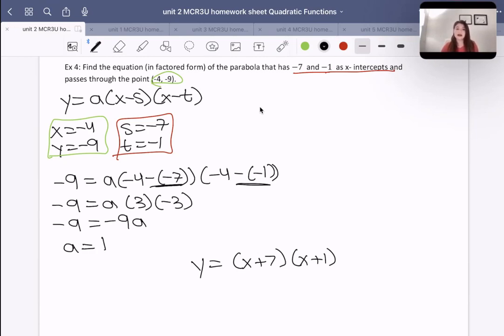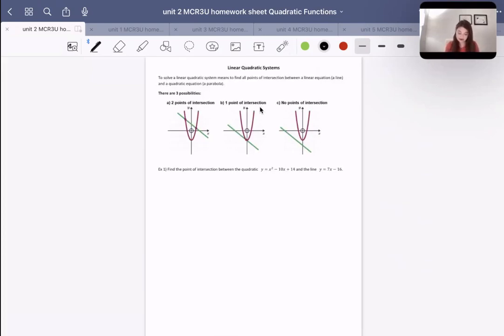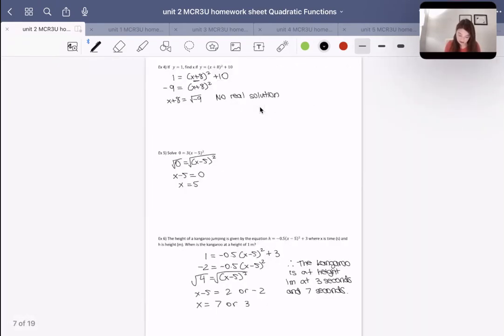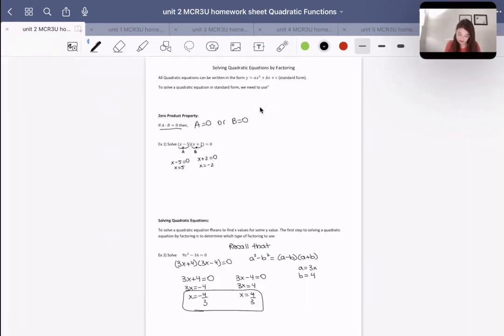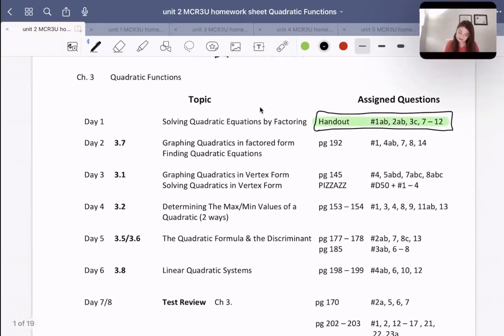All right, well, that's everything for this chapter. We have one more thing to discuss, which is linear quadratic systems, and that will be next time. I also have some suggested practice problems for anyone who wants to practice more of this on their own time. The suggested practice problems for this one are these here, right? The graphing quadratics in factored form is right here in 3.7. And they're page 192, number 1, 4a and b, 7, 8, and 14. Those are the recommended problems for today.